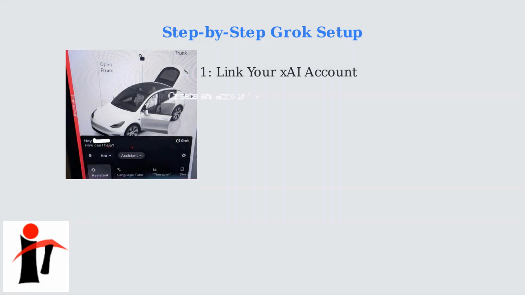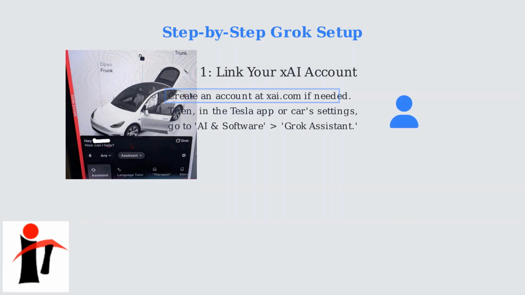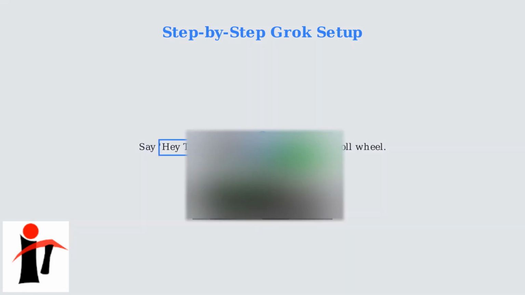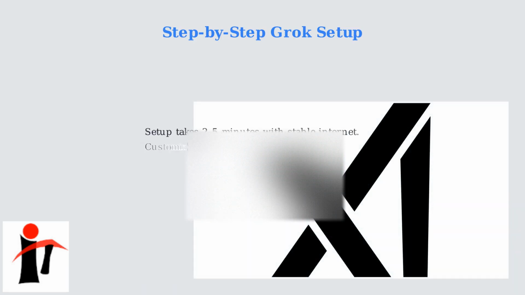First, link your xAI account by creating one at xai.com if needed. Then, in the Tesla app or the car's settings, navigate to AI and Software, then Grok Assistant. Next, enable Grok on the touchscreen by toggling the Enable Grok option. For voice activation, say, "Hey Tesla, enable Grok," or use the scroll wheel to confirm. The initial setup takes a few minutes and requires a stable internet connection.